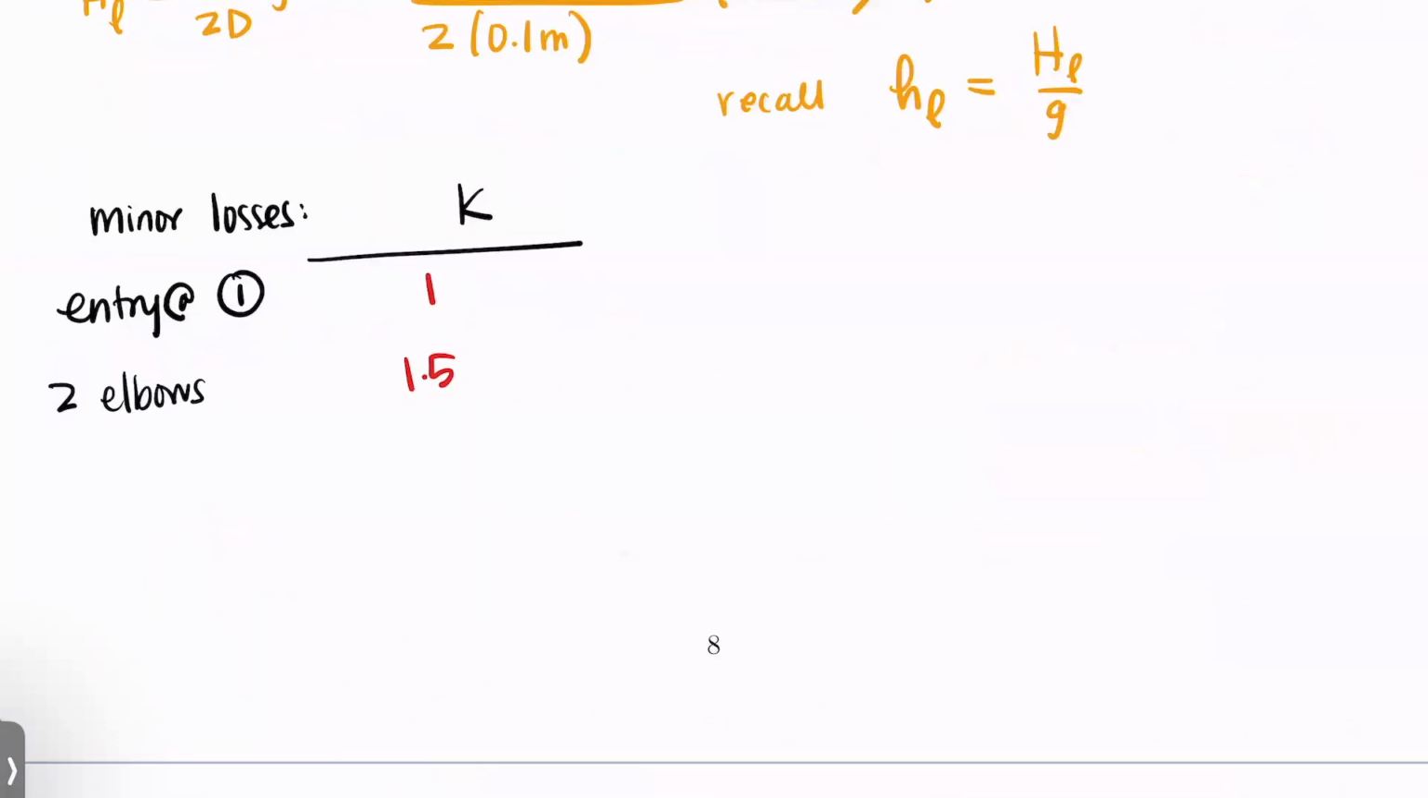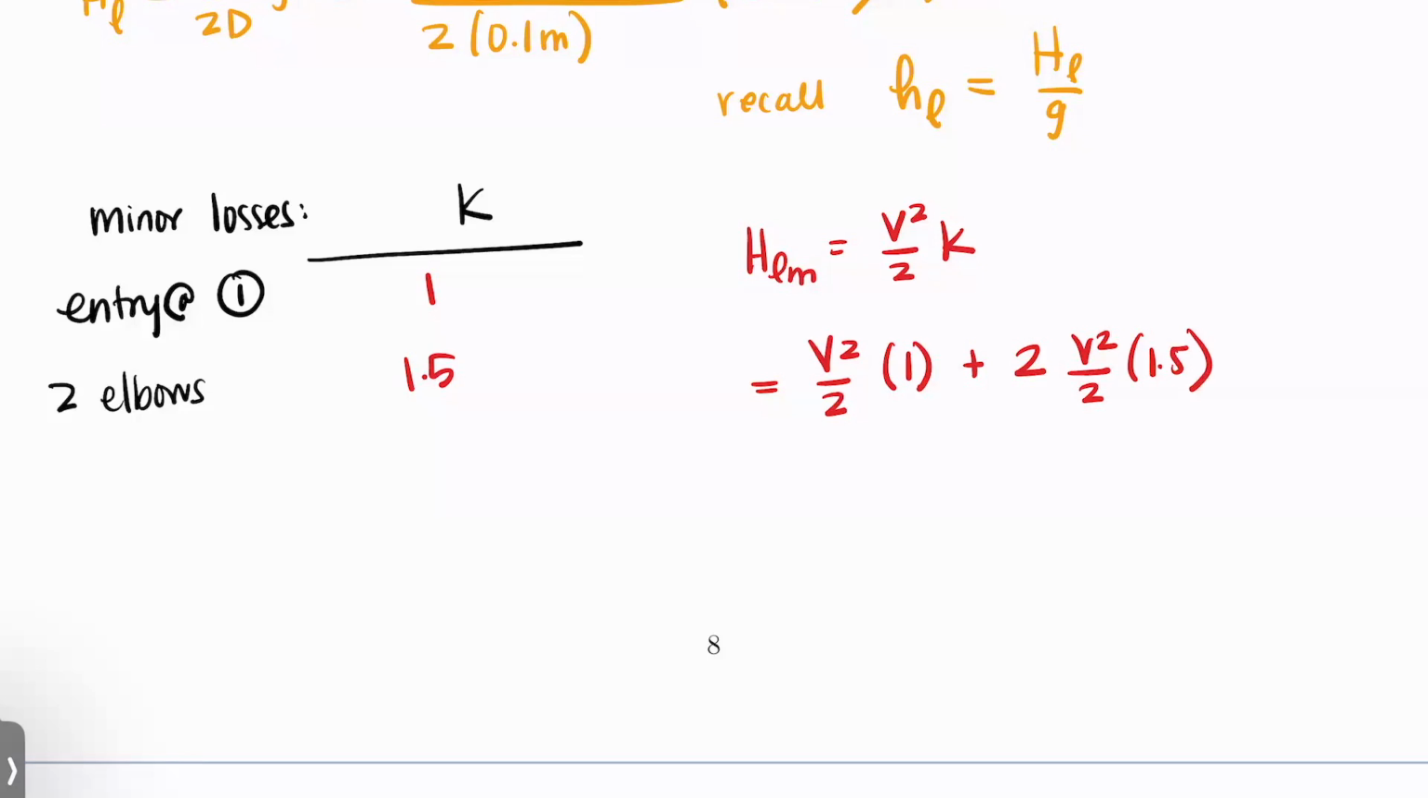So our HLM is V squared over 2 times K. In this case, we have V squared over 2 times 1 plus 2, because we have 2 elbows, V squared over 2 times 1.5. And also recall here that HLM is capital H_LM divided by g.